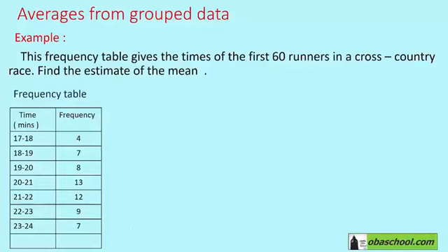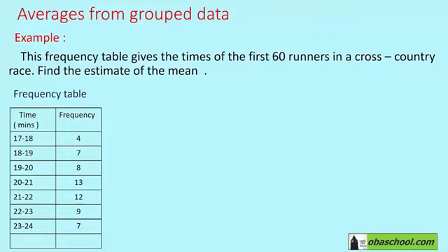Hello, and we are back in Unit 3 Handling Data 3. In this tutorial, we will be solving the following exercise. This frequency table gives the times of the first 60 runners in a cross-country race. Find the estimate of the mean. So, let's take a look at this table.